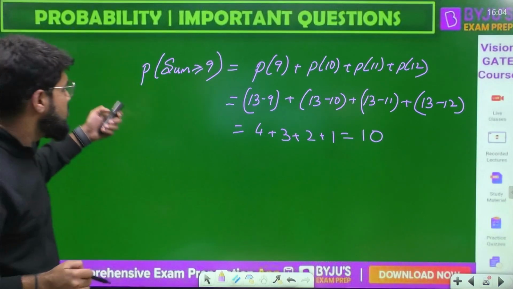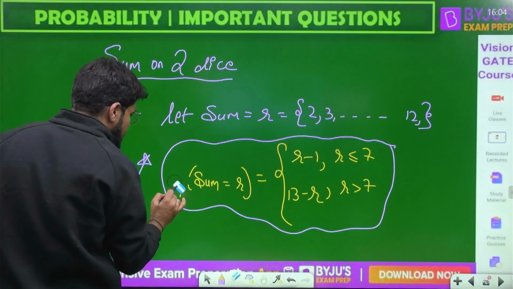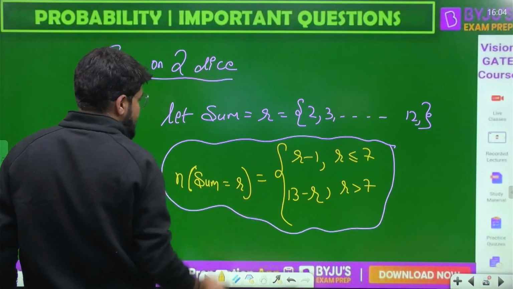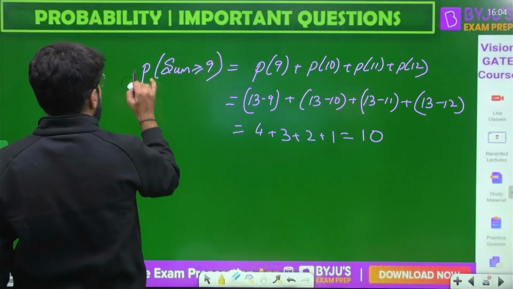Okay, this is not the probability. I'm sorry, this is the number of cases for which the sum will be equal to r.